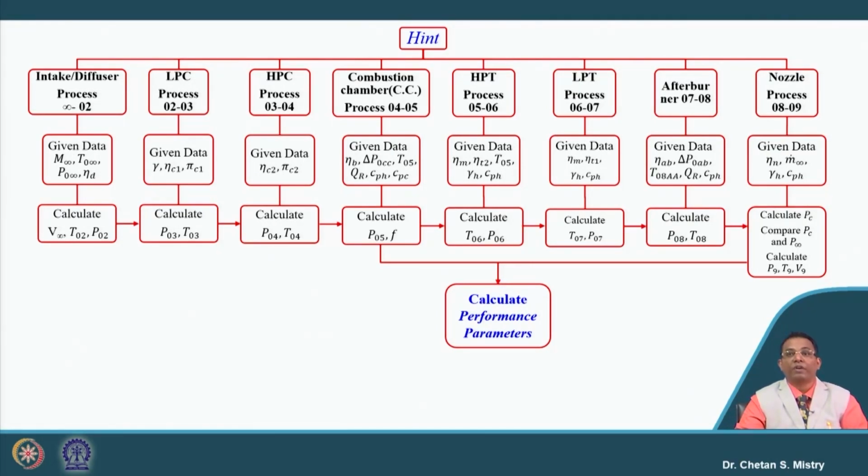Then we have done our calculation for the nozzle, and based on critical pressure we have found that our nozzle is a choke nozzle. So, my exit pressure is my critical pressure. Up to that we have done the calculation in the last lecture. Let us move ahead with the calculation of the performance parameters.